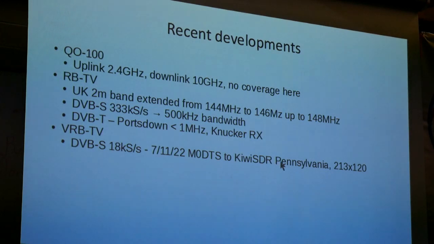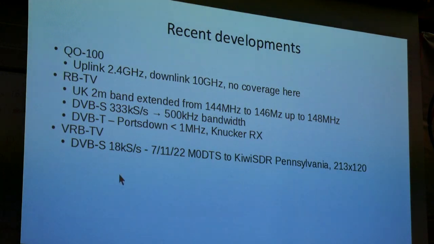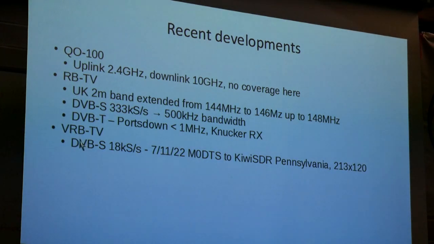But it's another custom or homebrew job you can do to pick up narrowband DVB-T. And really getting silly now, very reduced bandwidth TV. It's compressing DVB-S now down to 18 kilosymbols per second.